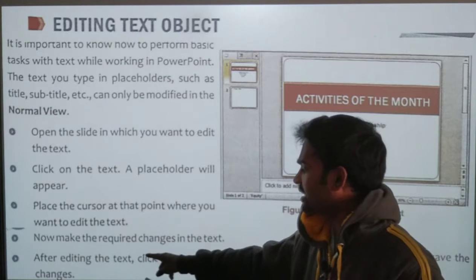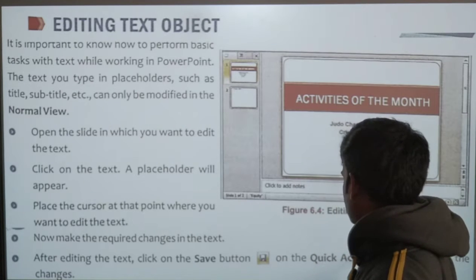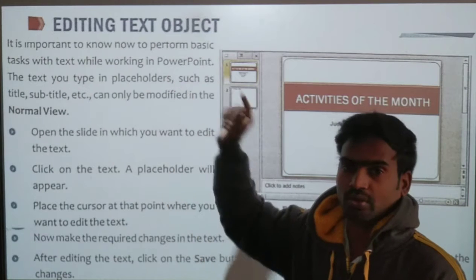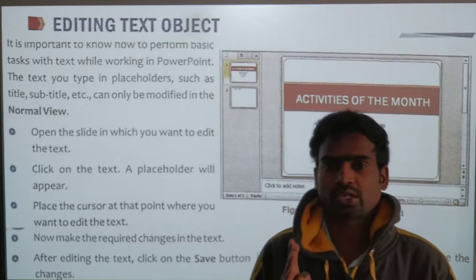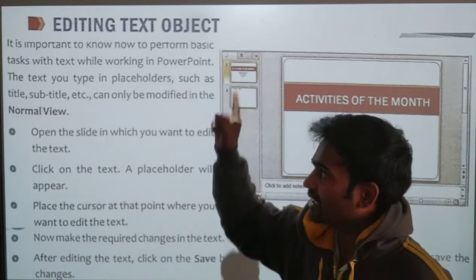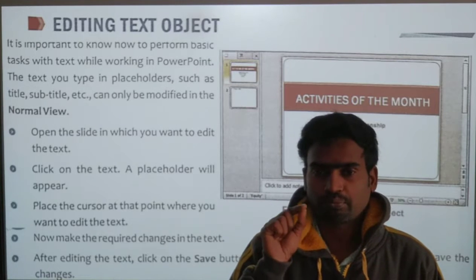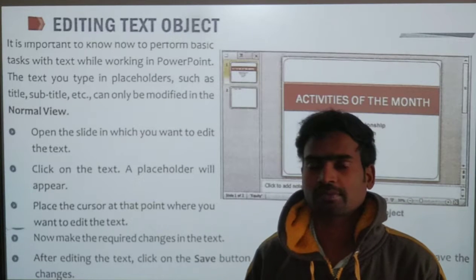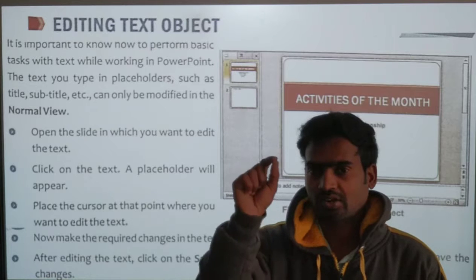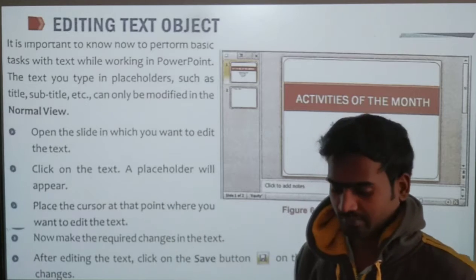And then after editing the text, click on the save button. This is the symbol of the save button, on the quick access toolbar. The quick access toolbar will be there in the top corner. To save the changes, we have three options. Either click on the save button on the quick access toolbar, or press Ctrl S on your keyboard, or go to the File button, the Office button, come down and click save. I'll show you everything now.